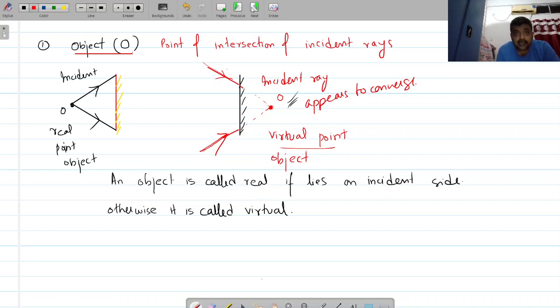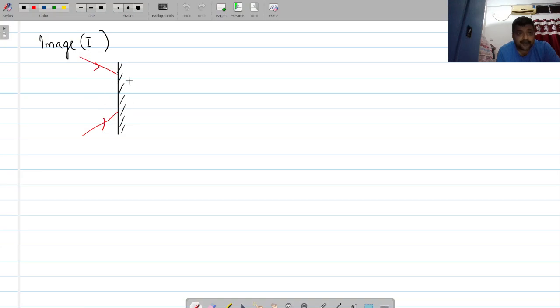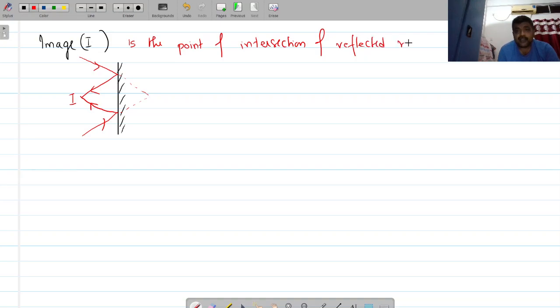Here see, the incident ray is coming like this. Here we have the position of the object, but the ray will be reflected by the mirror, and here you will get the image. So the image is the point of intersection of reflected rays. Here the reflected rays are actually intersecting, so this is called a real image. A real image is formed in front of the mirror.